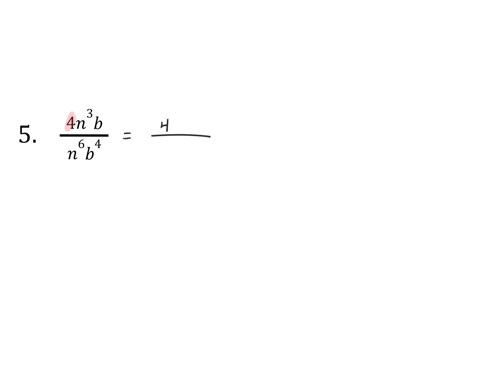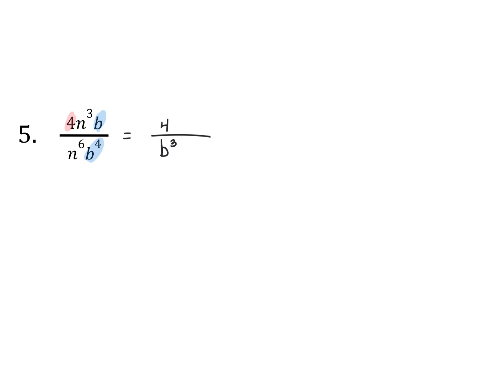My B's come first. So I'm going to highlight this B and this B. The first one on top is B to the 1st because there's no number, so that's B to the 1st. And then I have B to the 4th. Remember, when you do these, you take your bigger one, B to the 4th, and subtract B to the 1st. So 4 minus 1 is 3. Because your B is bigger on the bottom, it's going to be B to the 3rd on the bottom.